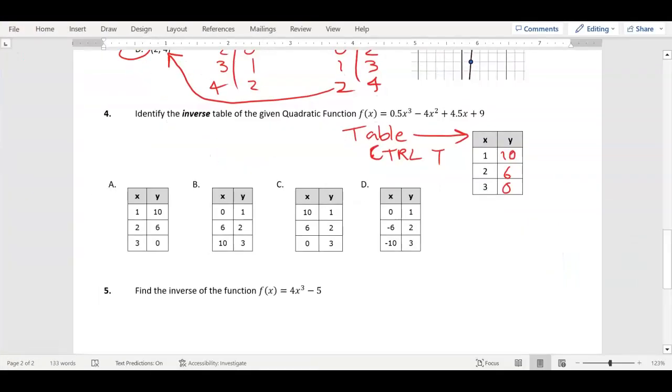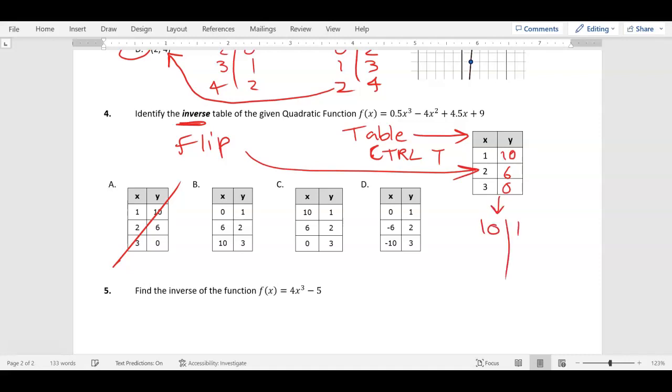Now, again, I'm not looking for this exact table. So it's not A. I'm looking for the inverse table. You have to flip the table. So when I flip the table, I get 10, 1, 6, 2, 0, 3. So which one has that? That would be letter C.